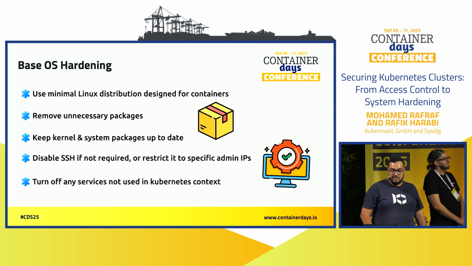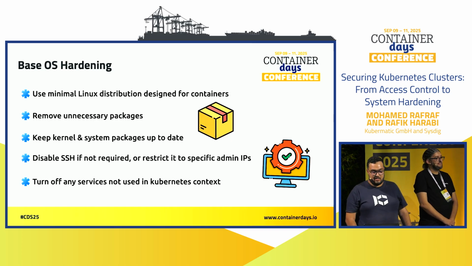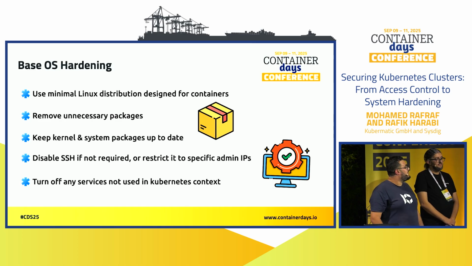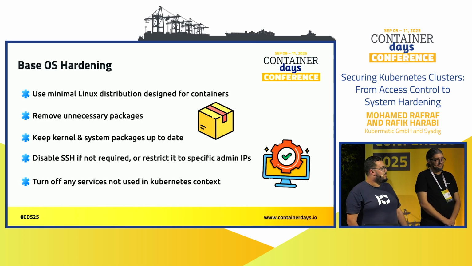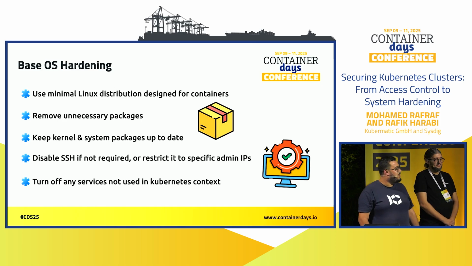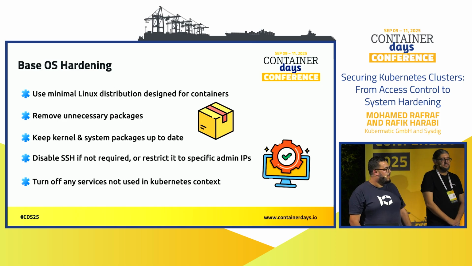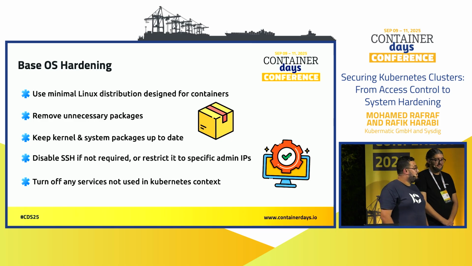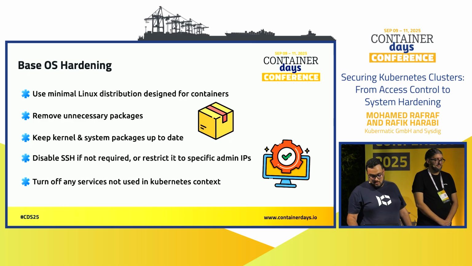Starting with the base OS hardening. For the base operating system, the key is to reduce the attack surface. We use a minimal Linux designed for containers, removing unnecessary packages, keeping the kernel and system packages up to date, disabling SSH if it's not required, and restricting it to specific admin IPs. Also, we need to turn off any services not used in the Kubernetes context.